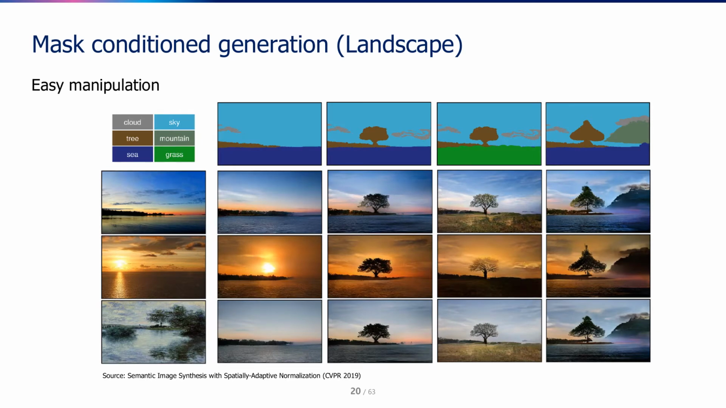Mask condition generation can be applied to not only human face images, but also landscape images as well. We can add in a tree and a mountain and switch the ocean to grass and even change the color of the clouds. I think it's fascinating that the AI model can generate high-quality images from the very simple drawings on the mask.